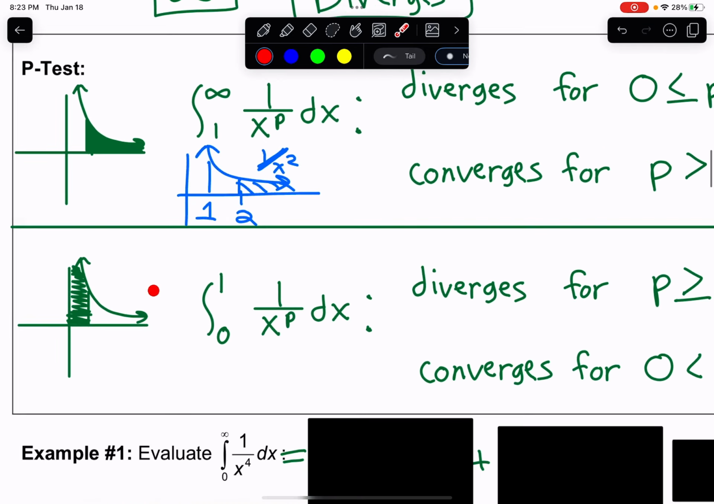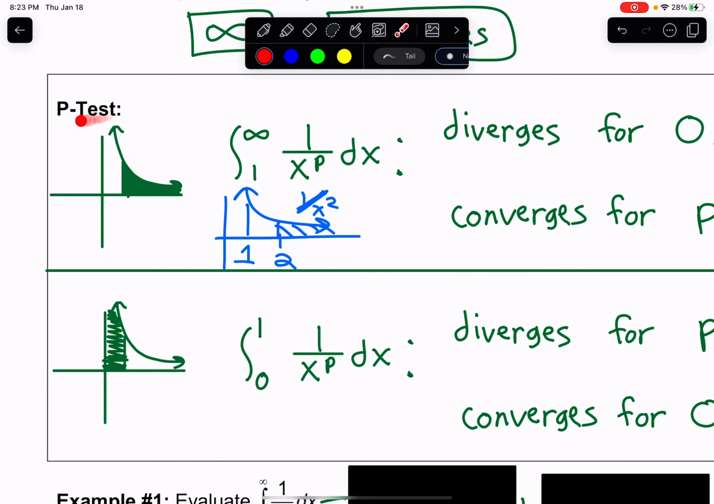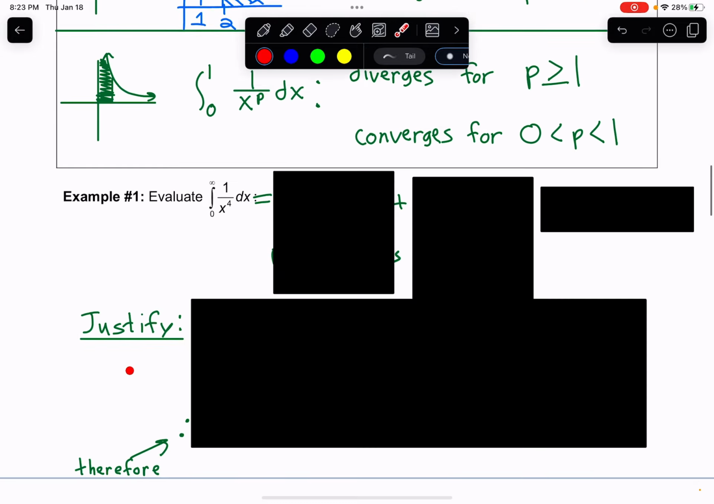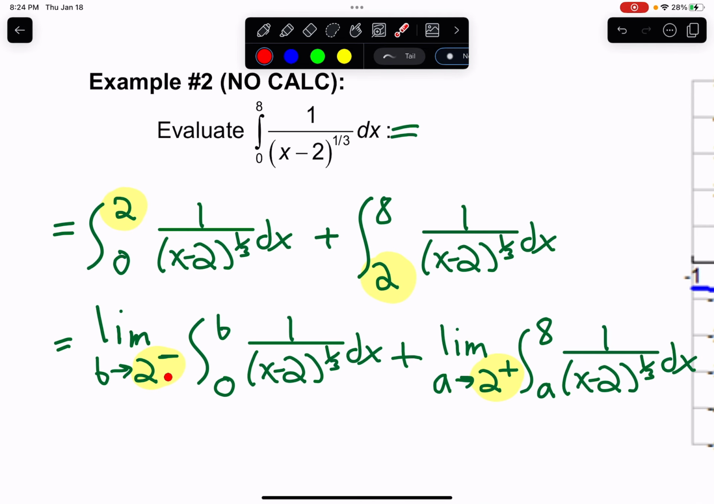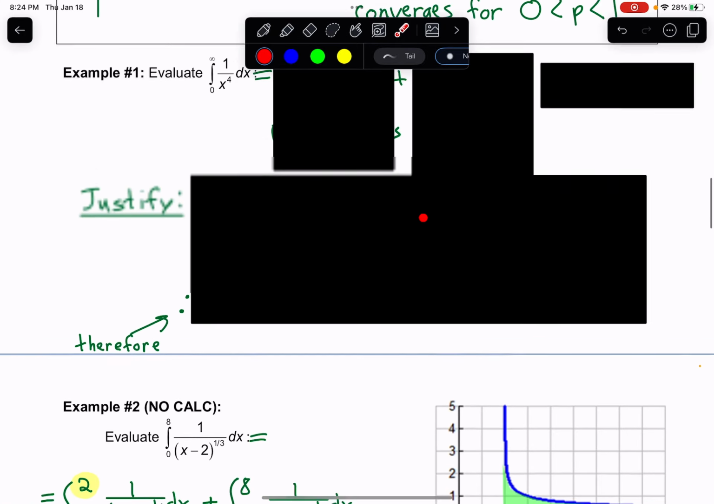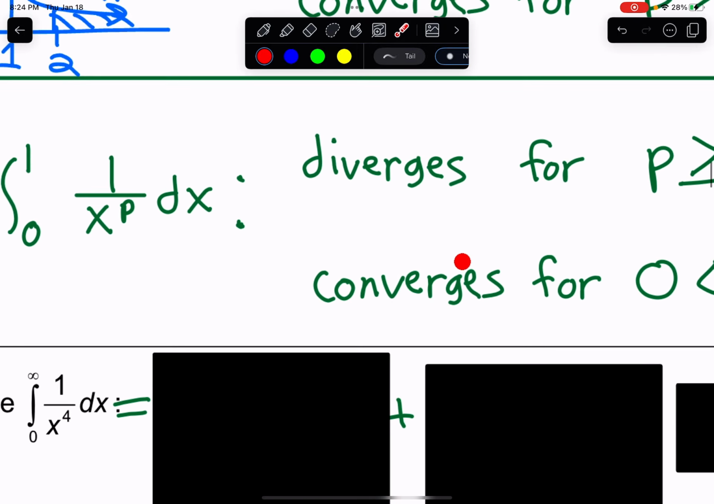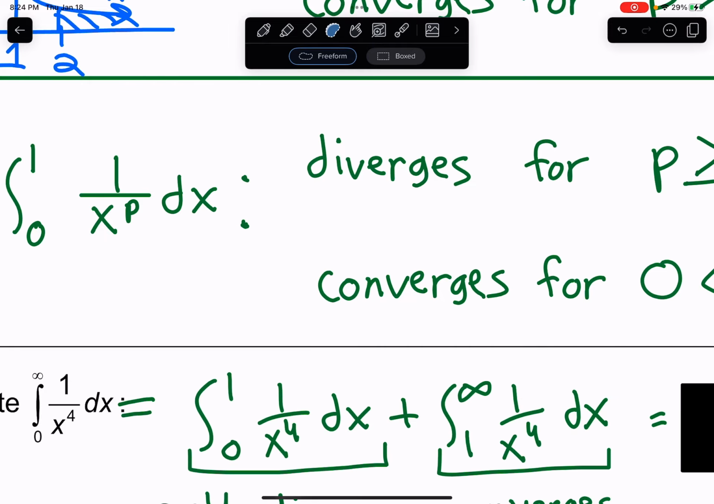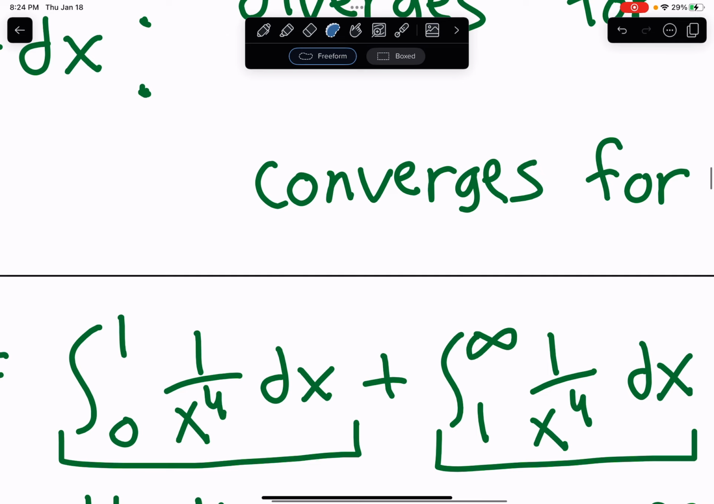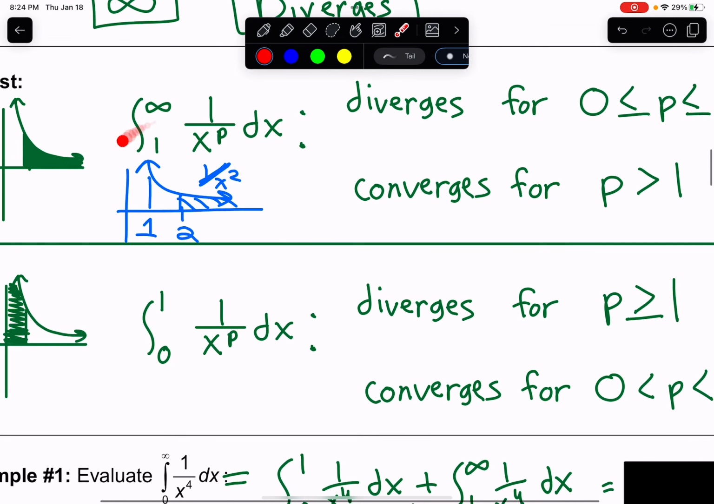Right away, you're going to notice, hey, Chief, none of our p-test rules are 0 to infinity, right? That's okay, because what did we already do on example 2? We talked about how we can go ahead and split it up. So the first thing I'm going to do is split this up into two integrals. Now, in this case, there's nothing wrong with the function at x equals 1, but x equals 1 is a good place to do it because I know I have different p-test rules.